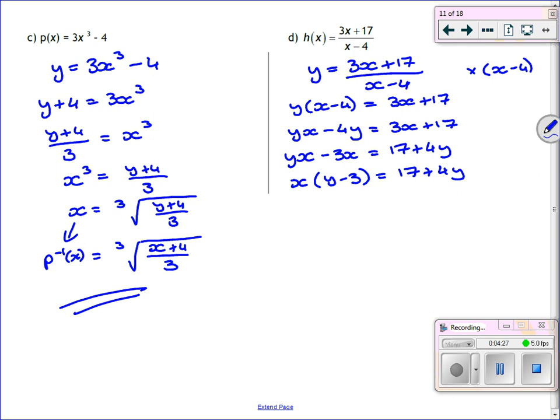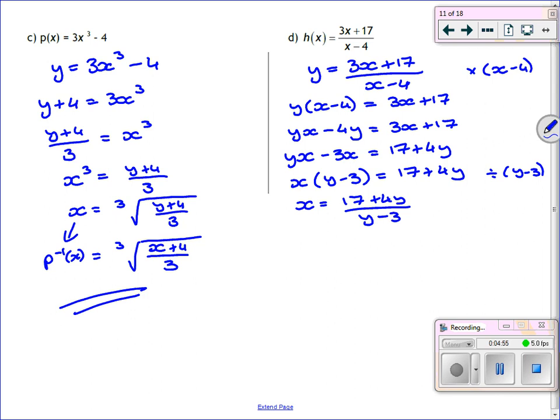And then all I'm going to do now, now that I've got x outside the bracket, is divide by whatever's attached to the x. In this case, it's the bracket with the y minus 3 inside. So I can now divide both sides by y minus 3, and I get x is equal to 17 plus 4y over y minus 3.